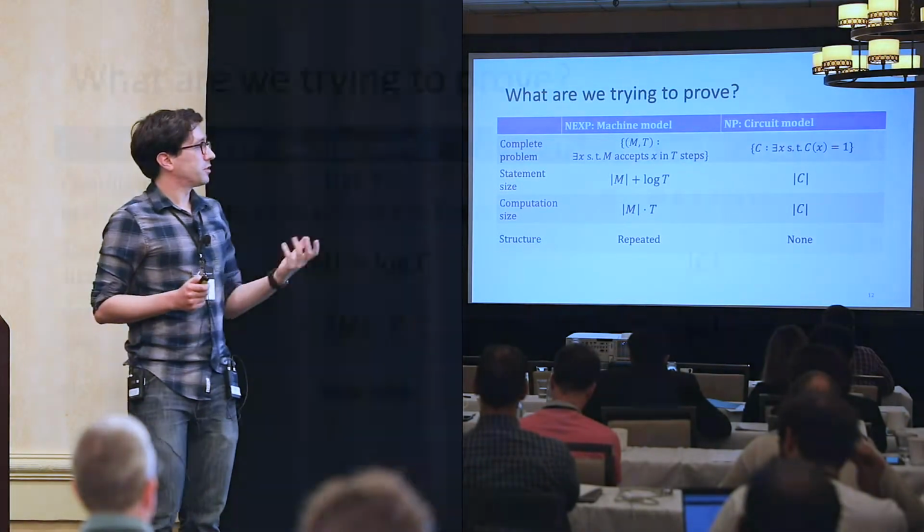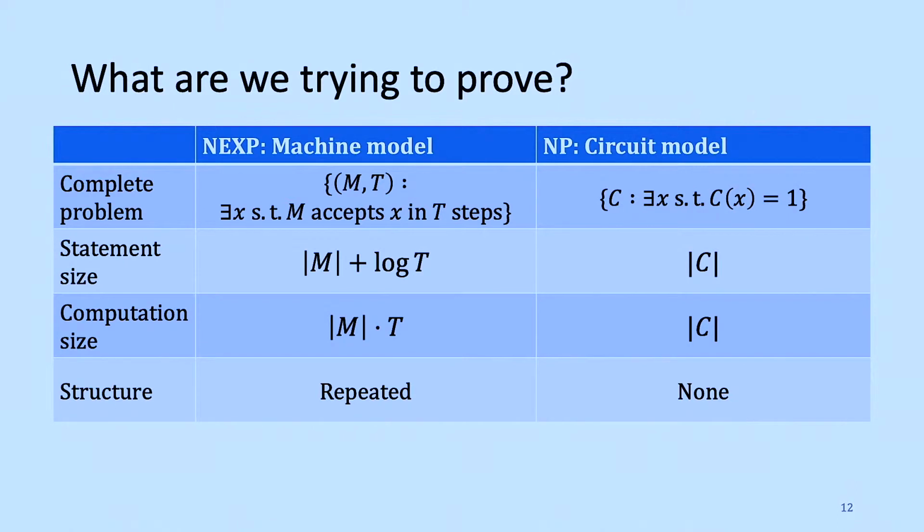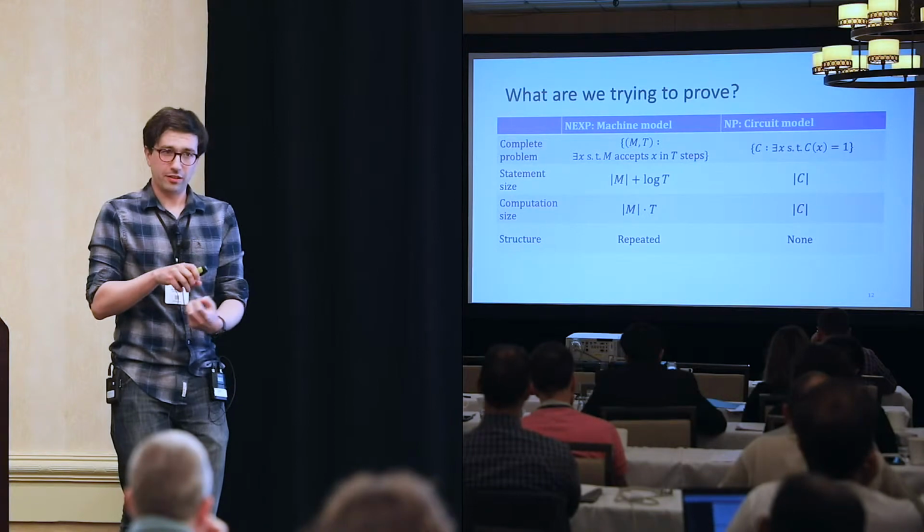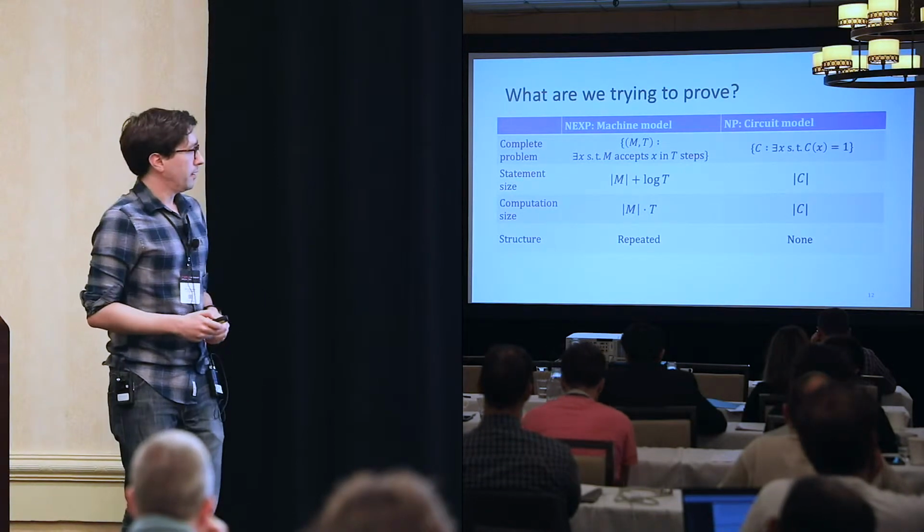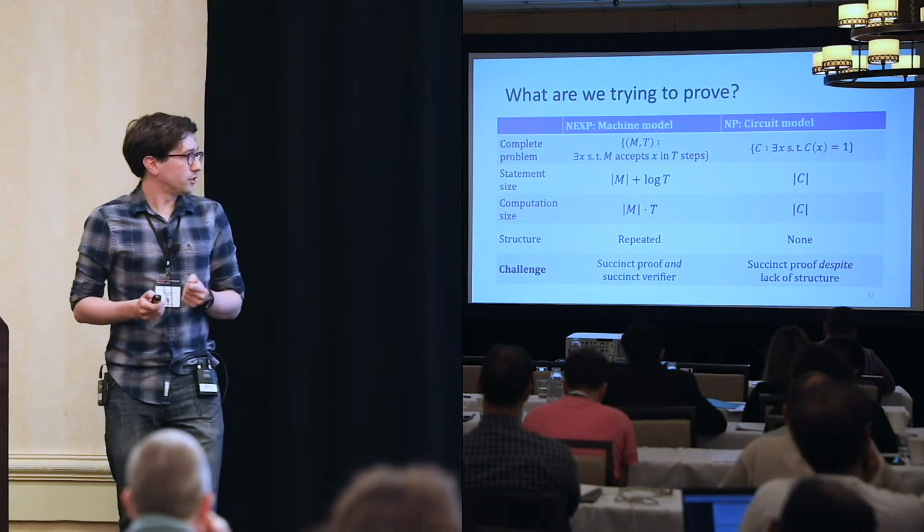Okay, and what's the difference really? The difference is that in the machine model setting, the way that you look at your computation is repeated applications of some transition function, right? So the machine model has repeated structure that you're exploiting, whereas the circuit model does not have any structure whatsoever, right? In the circuit model, you're given an arbitrary circuit, and you can't compress it in any way. Which means that the challenges in both cases are different, right?